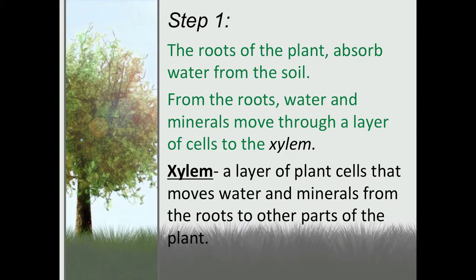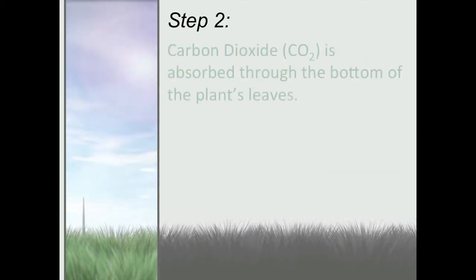Again, the roots of the plant absorb water from the soil. From the roots, water and minerals move through a layer of cells to the xylem, a layer of plant cells or tubes that move water and minerals from the roots to other parts of the plant. That's step 1, getting the water, the first ingredient.